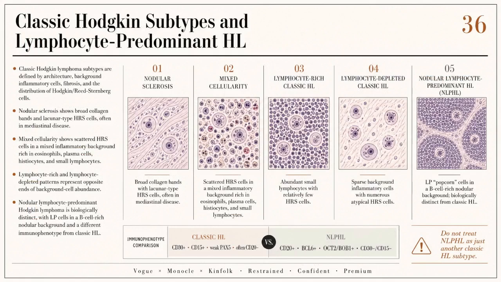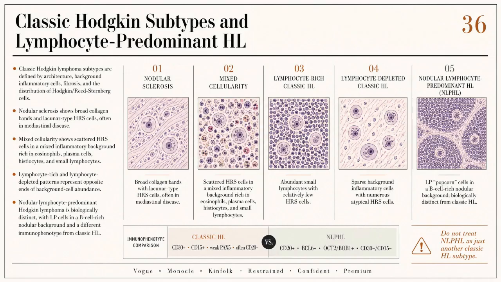As we delve into the classic Hodgkin lymphoma, HL, subtypes, and lymphocyte-predominant Hodgkin lymphoma, LPHL, it is essential to appreciate the nuanced histopathologic and immunophenotypic distinctions that define these entities. This knowledge is foundational not only for diagnostic accuracy, but also for guiding appropriate clinical management. From a histotechnology perspective, the workflow begins with meticulous specimen triage, ensuring that lymph node biopsies are promptly and properly fixed to preserve delicate tissue architecture.